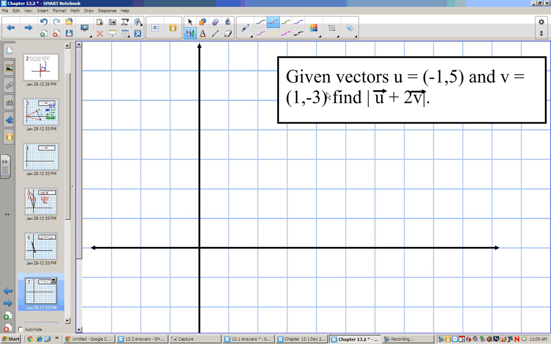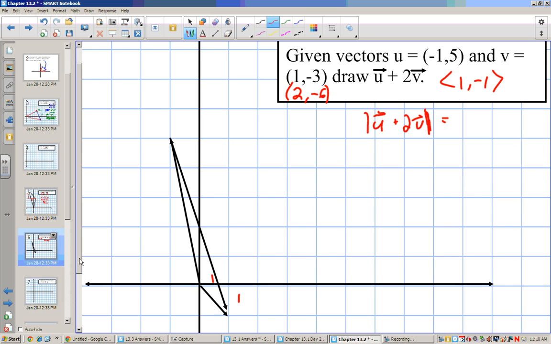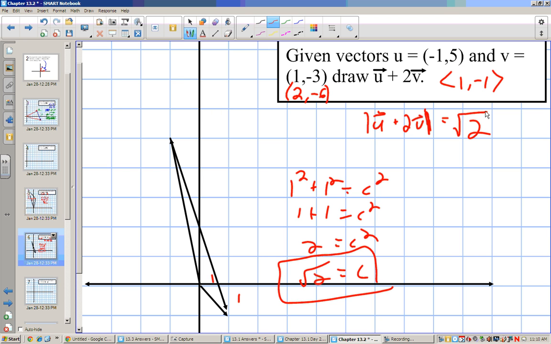Now what's the magnitude of u plus 2v? Well, we go 1 to the right and 1 down. What we know from that is this is a 45-45-90 triangle. So hopefully with legs 1 and 1, the hypotenuse is going to be root 2. If you didn't know that from your triangles, you could take 1 squared plus 1 squared equals c squared, and 1 plus 1 equals 2. Then square root that to get our value for our hypotenuse, or our magnitude.